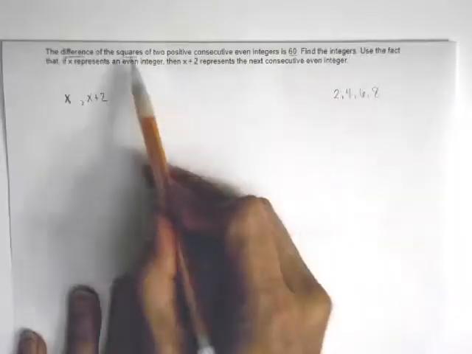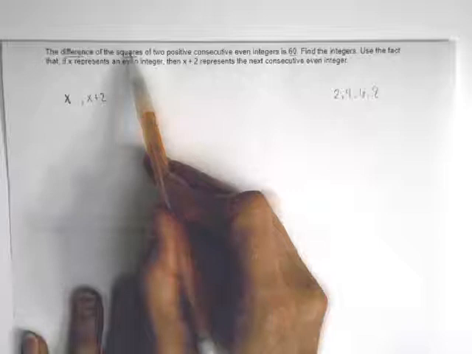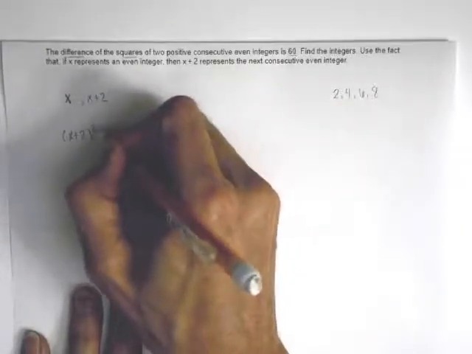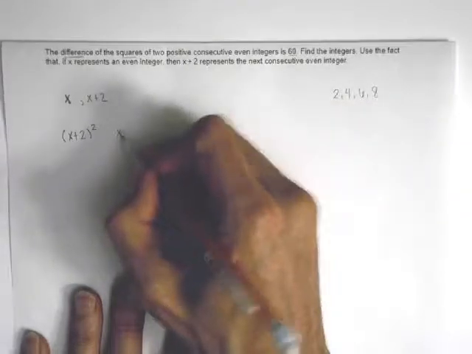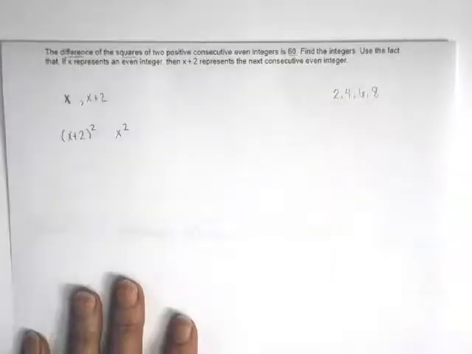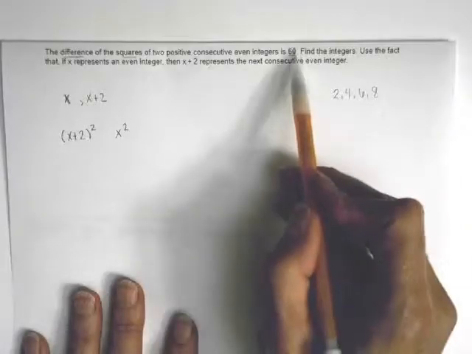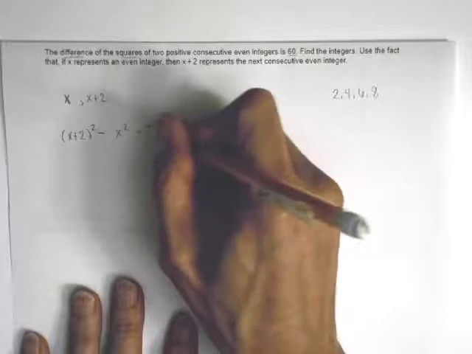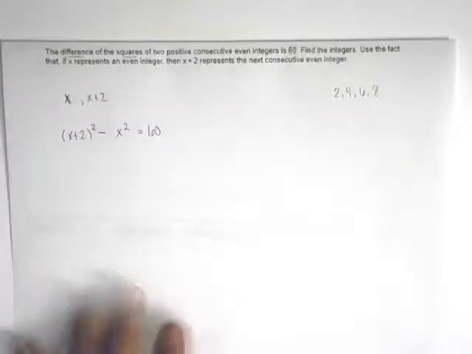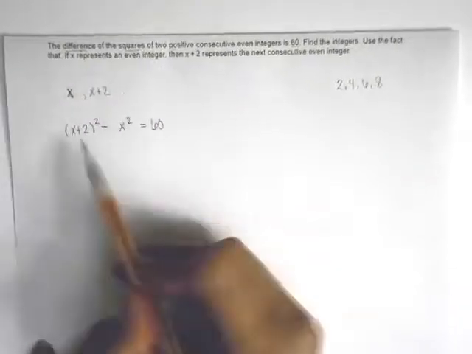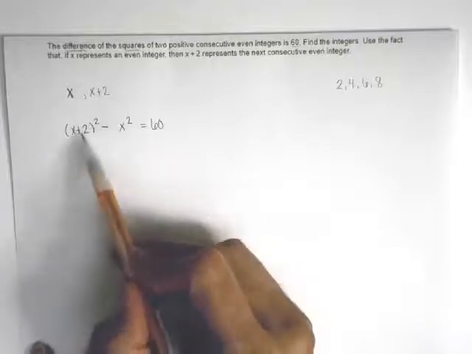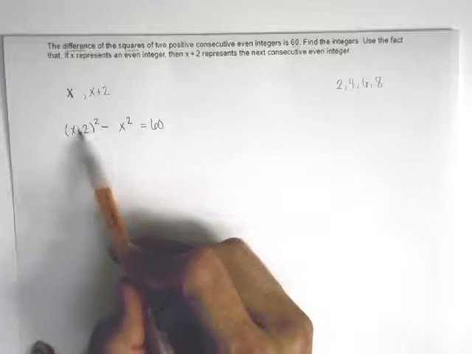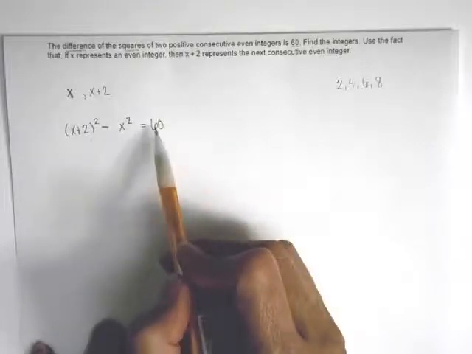So we're going to square each of these numbers. So that means I'm going to take x plus 2 and square it, and I'm going to take x and square it. And it says that the difference is 60. So I'm going to subtract these two, and that should equal 60. So the question might be, why did I choose to make this one subtract this one? Well, this is going to be a bigger number because it's farther down the line. So I want to take the bigger number and subtract the smaller number to make it equal to 60.